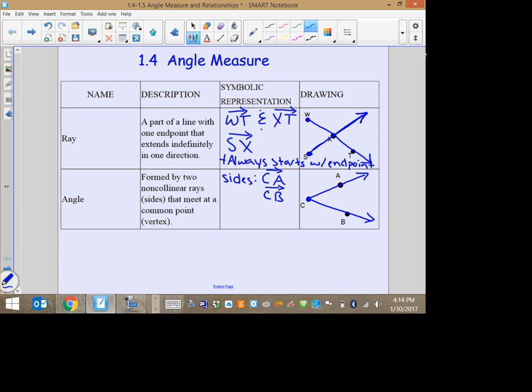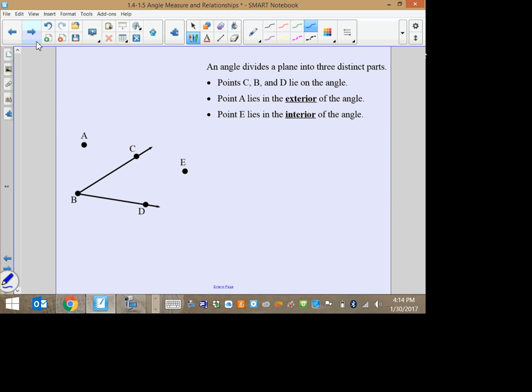And then our vertex is the endpoint for both of those rays. So that would be point C. Make sure you're pausing if you need time to rewind and listen.